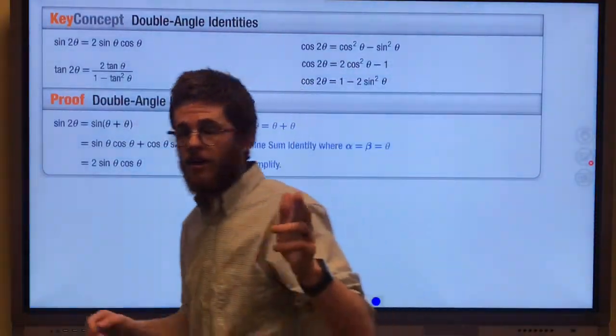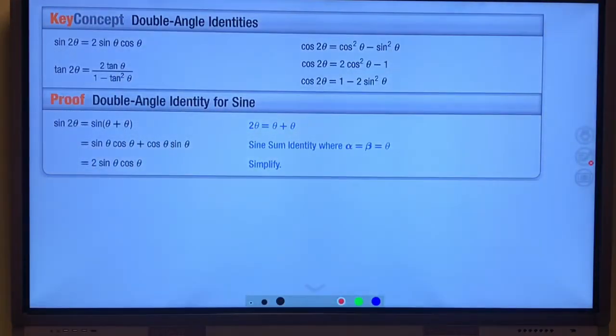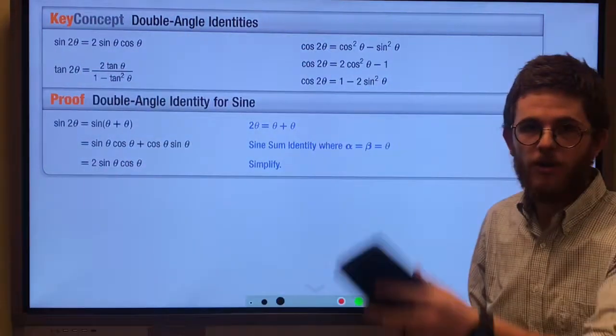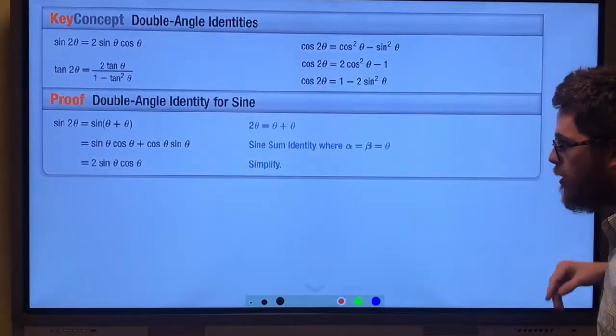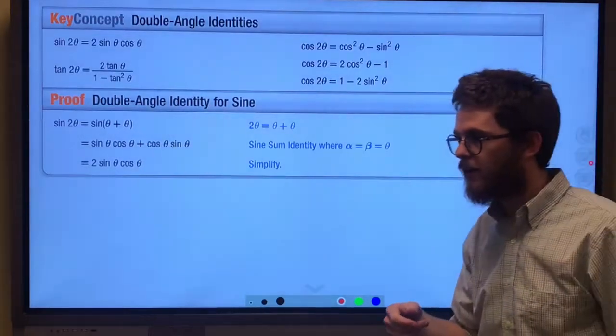Hey, we're going to look at what we call the double angle identities. That's right, I just talked as I walked away so I could grab a calculator. We're going to talk about some double angle identities here.